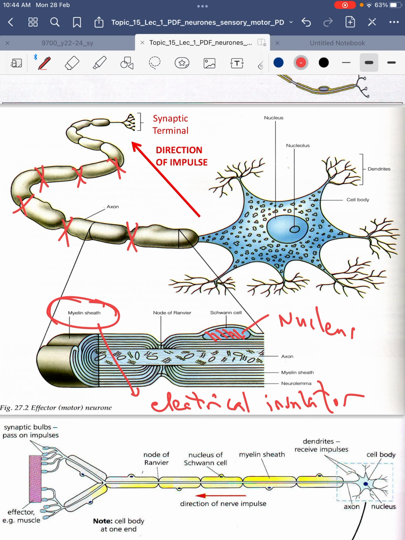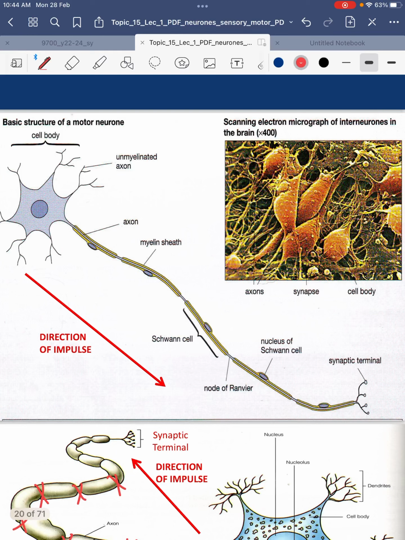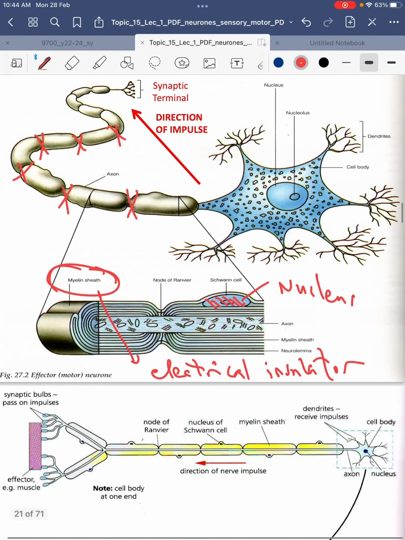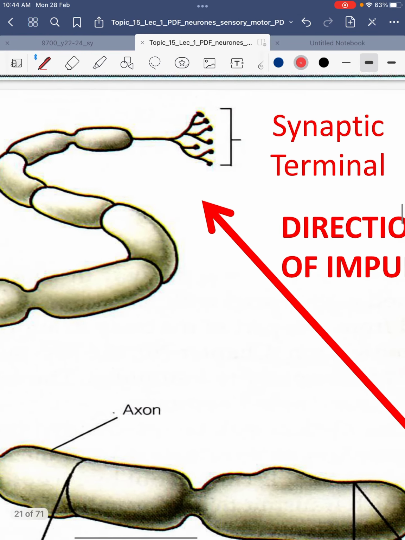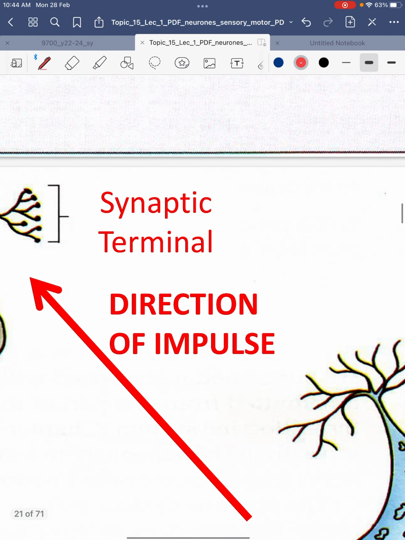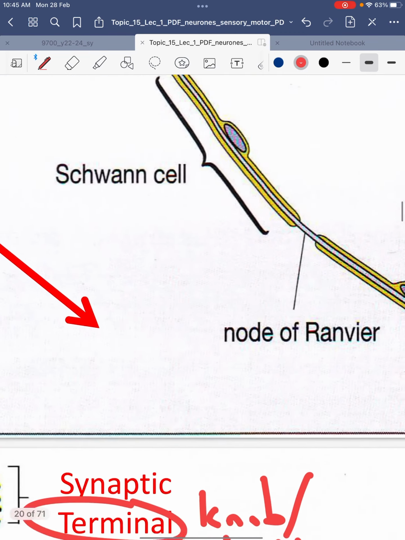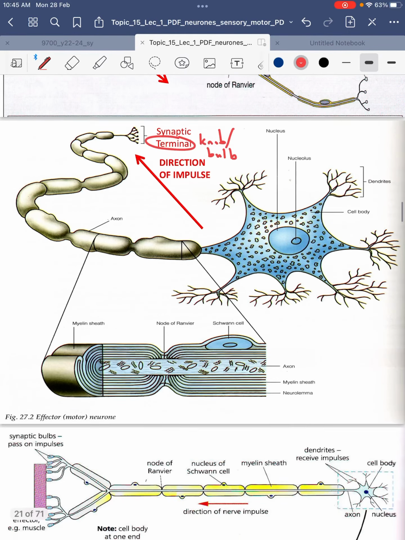What are nodes of Ranvier? Nodes of Ranvier are areas where there is no myelin shield. Yeah, see, there's no myelin shield here. Okay, so synaptic terminal. Remember, there are many names to this: synaptic knob, synaptic bulb. Those are the different names that can be used.